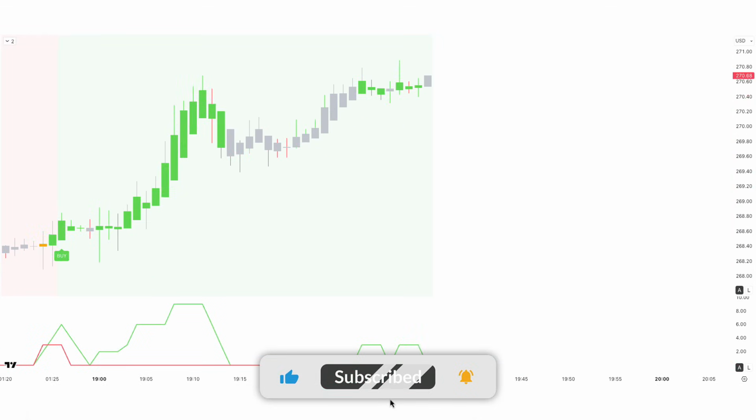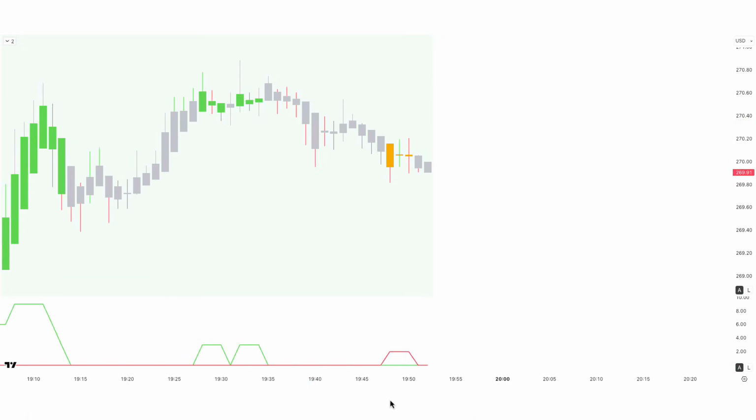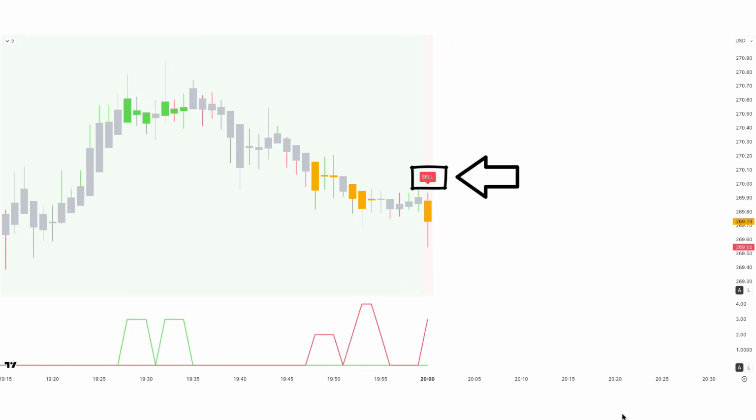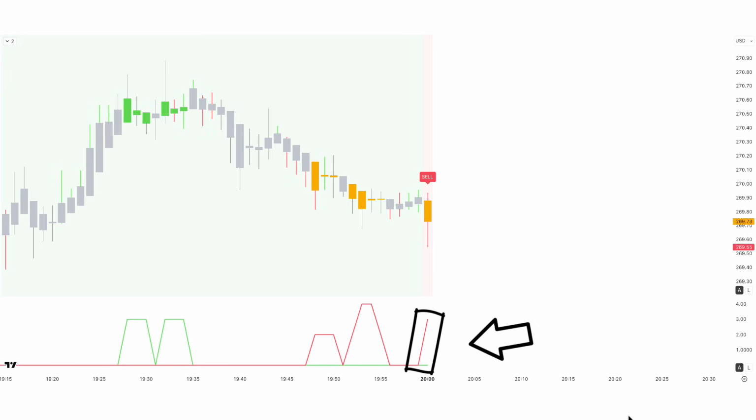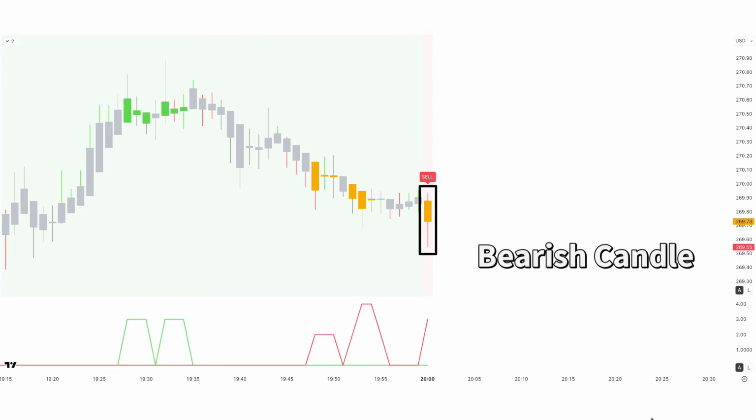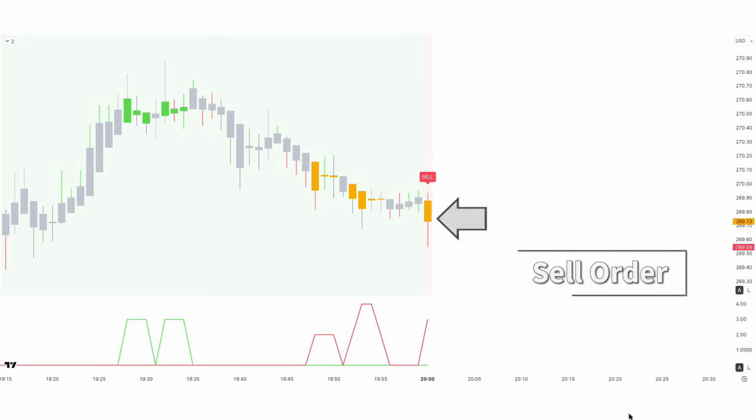Now our setup is ready. Let's see how we use these trading setups. When the Aura V14 arrow of this indicator is a sell signal, when the red line of HHLI oscillator is above the green line, when the market forms a bearish candle. If this condition is fulfilled, then we will place a sell order.